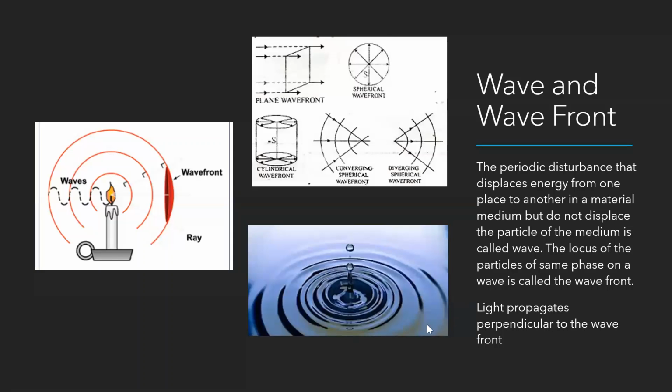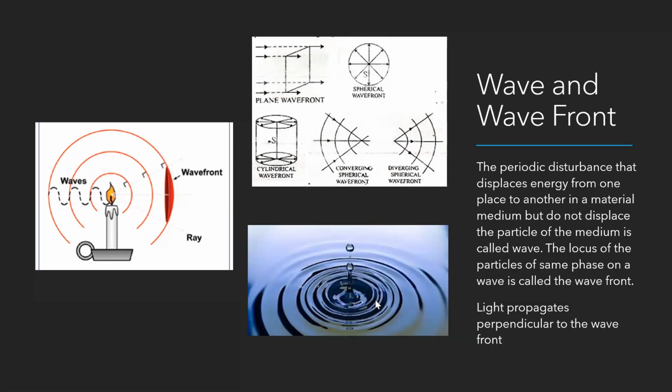Now here we are going to learn a new term called wavefront. What is meant by wavefront? The locus of the particles of the same phase on a wave is called the wavefront. Here, look at this water wave again. If I take a particle here, it's moving up. So along this circle, if I consider all the particles, they are all moving up.